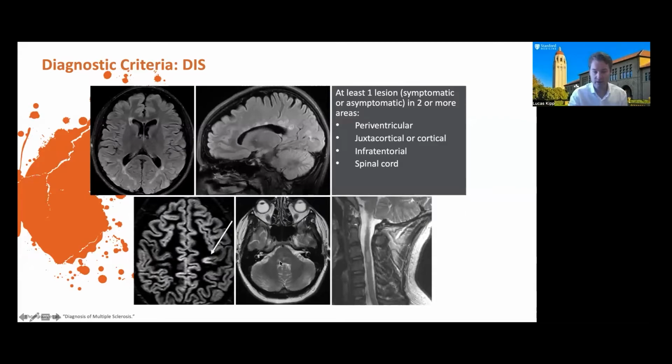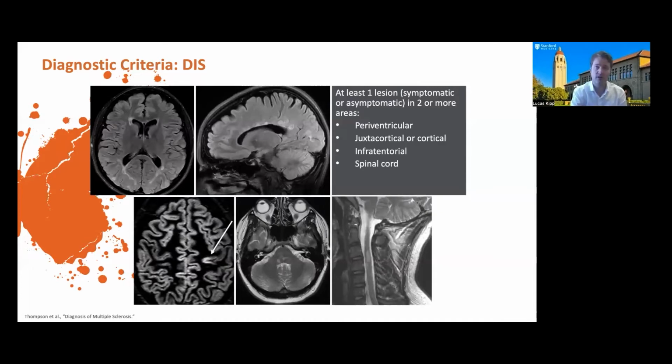Infratentorially, here's some in the pons, and here's one in the spinal cord of the patient that we previously mentioned. What you'll notice is that these all look morphologically very similar. So they're all round, ovoid, relatively well defined, and about 0.5 centimeter to 1 centimeter or so. So no matter where they are, they look relatively the same. And so all you need to show dissemination in space on MRI is just 1 lesion in 2 of these key areas. But how do you think you might show dissemination in time on MRI?